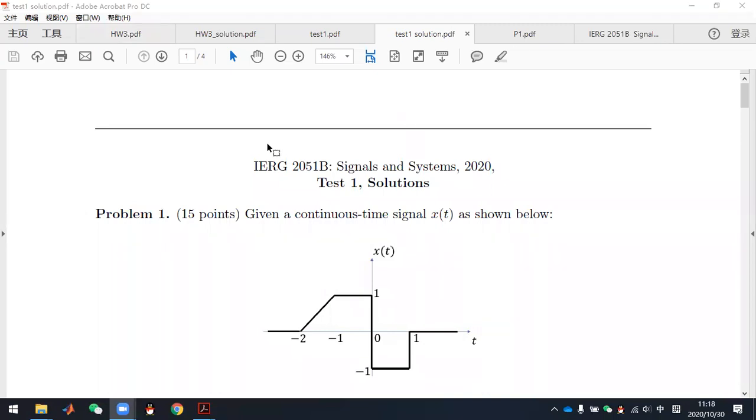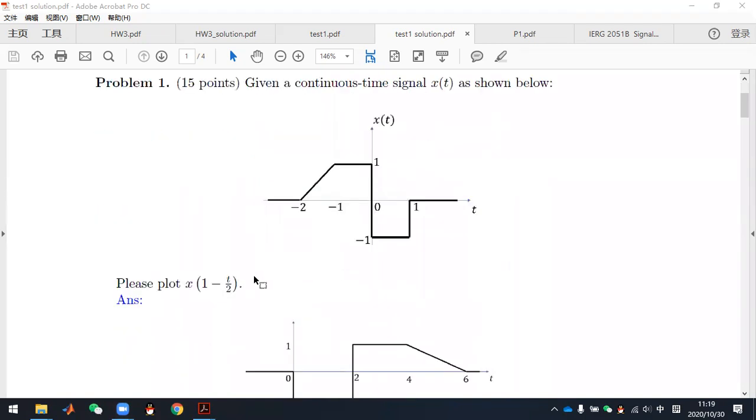Let me see. For question one, someone asked if I wrote x of minus t over 2 minus 1 wrongly. It is okay. You can do the shift first or do the multiplication first. There isn't a summation. You mean time shift or something else?